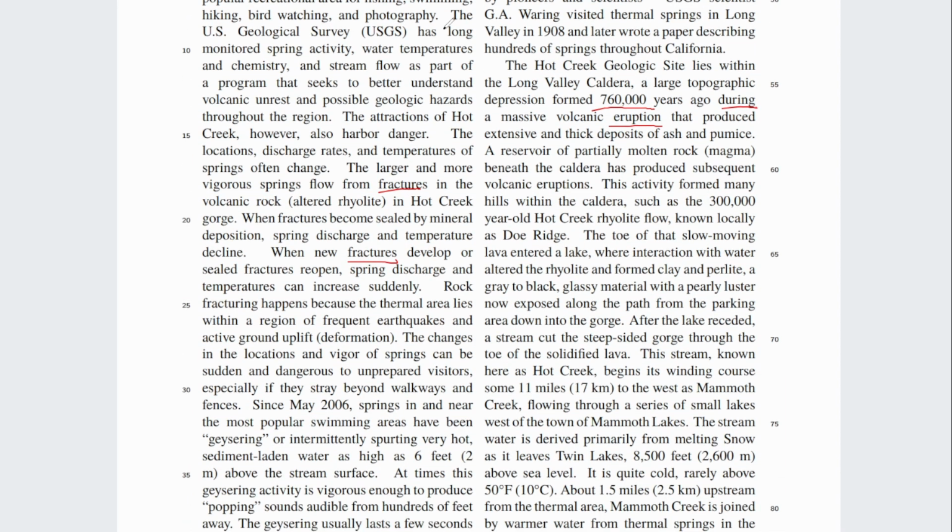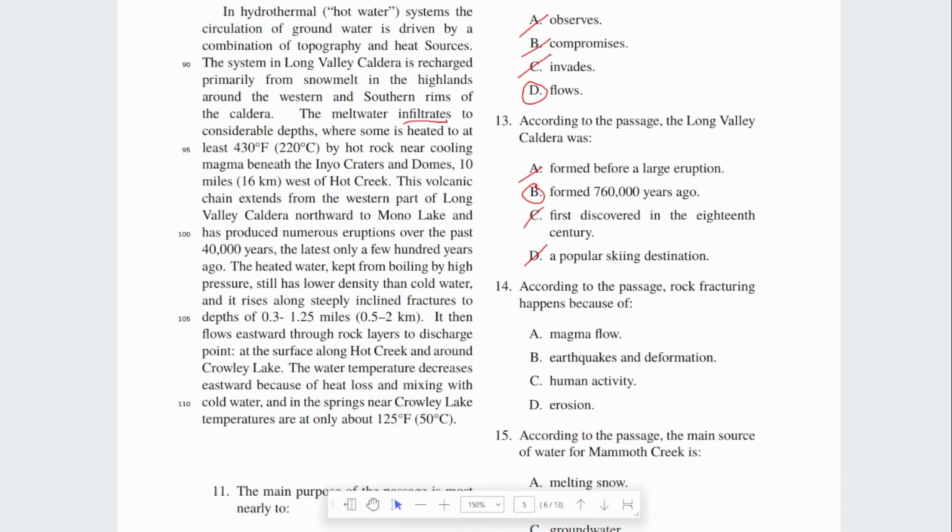Rock fracturing happens because, we just needed to read another line further. Fracturing happens because the thermal area lies within a region of frequent earthquakes and ground deformation. So there's our answer. Rock fracturing happens because of earthquakes and deformation. That was a long question, I'll tell you.